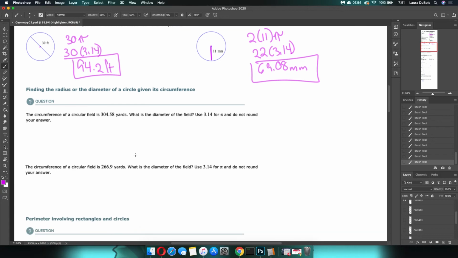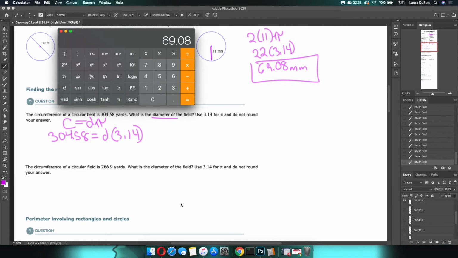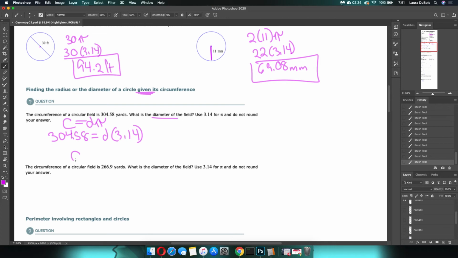Finding the radius or diameter given its circumference. So now we're doing this in reverse. We're told the circumference, and we need the diameter. Circumference is diameter times pi, so 304.58 equals the diameter times 3.14. Now instead of multiplication, this is division. 304.58 divided by 3.14 is 97. The diameter is 97 yards.